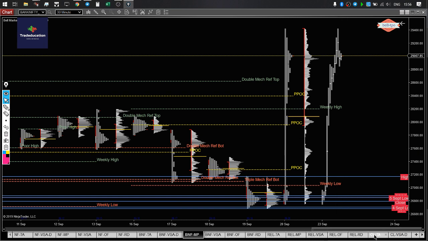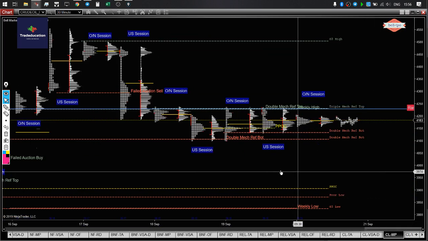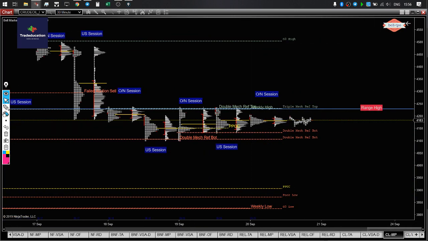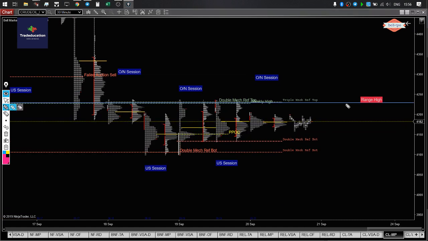Coming to crude oil. Crude again. So the reference levels which I'm monitoring are again the same, the range high. So yesterday I shared, this was the overnight session. This was the level which I shared, that this is where I went long, keeping the high as my target. I just took one trade.